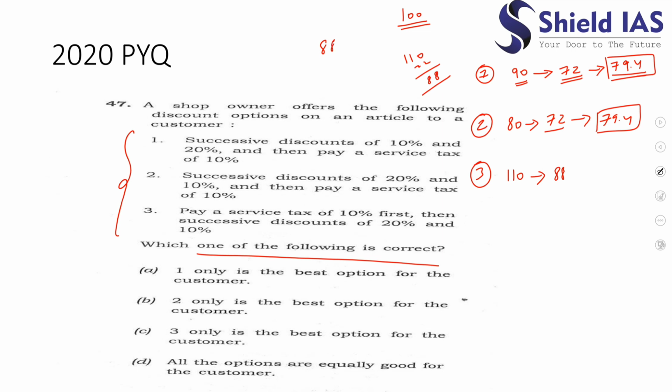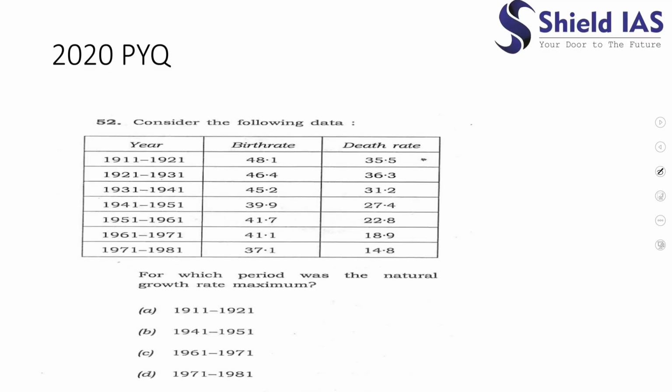Am I missing something? It would be 79.2, not 79.4. And here also it would come to 79.2. So all of them are having the same price, no matter what. So all the options are equally good for the customer. So this is the 2020 PYQ.